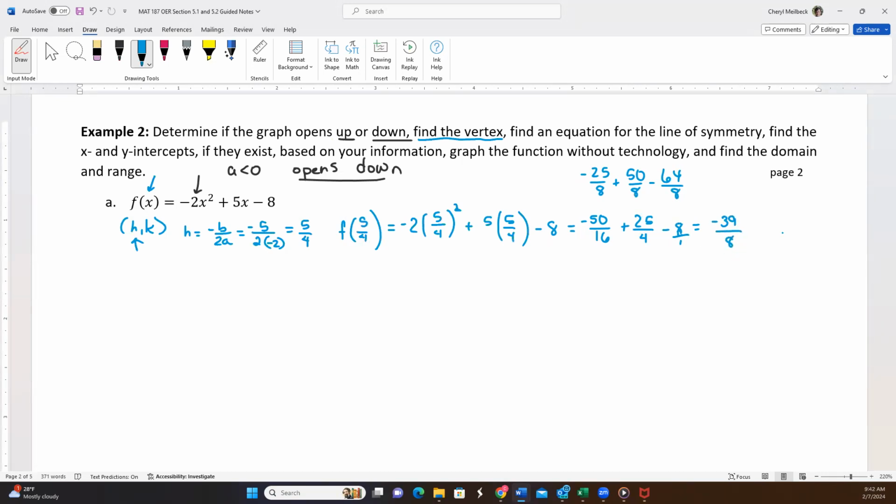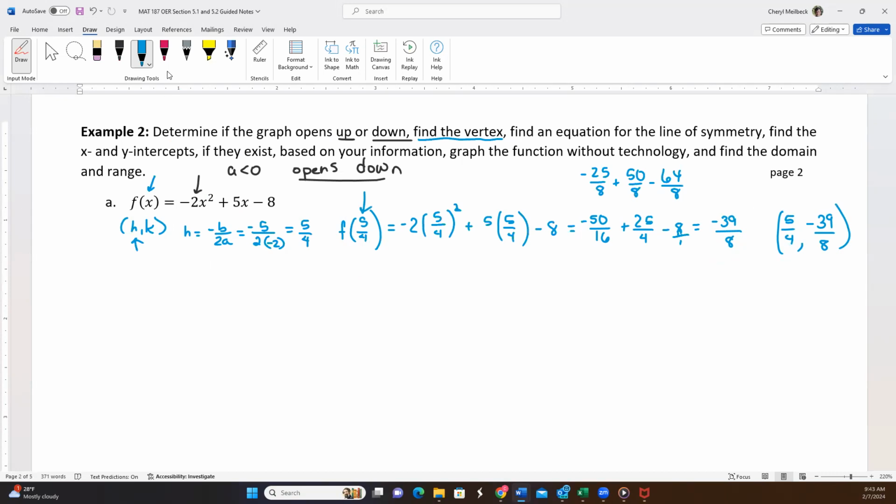So now we have found our vertex. Our vertex had the x-coordinate of 5/4 and the y-coordinate of -39 over 8. All right, that is the vertex.